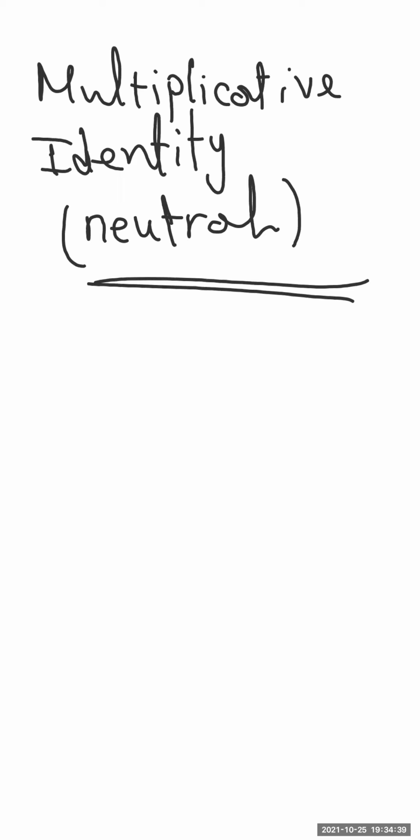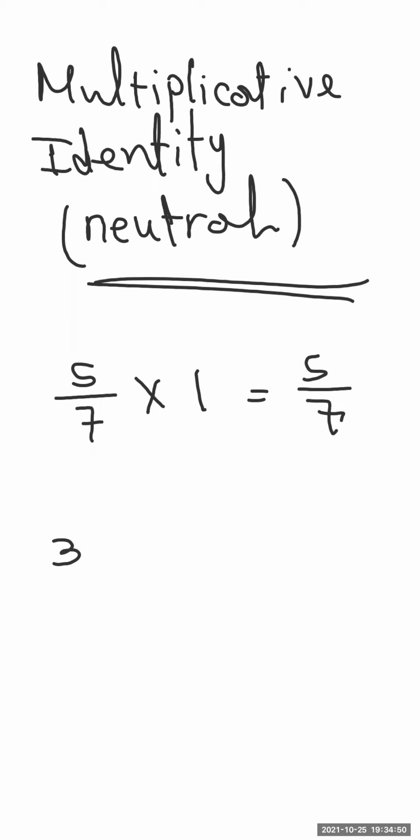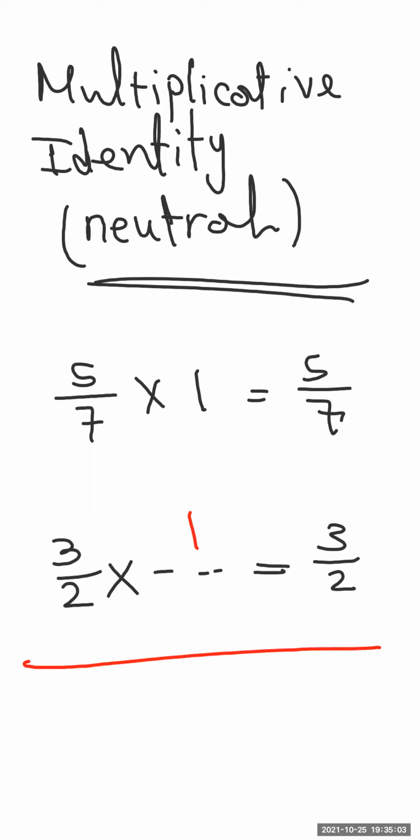Like what? It's 1, of course. Like 5 over 7 times the multiplicative neutral or multiplicative identity, 1, equals 5 over 7. So if there is a question like that, 3 over 2 times a number equals 3 over 2, so the multiplicative neutral is 1, right? Okay, great.